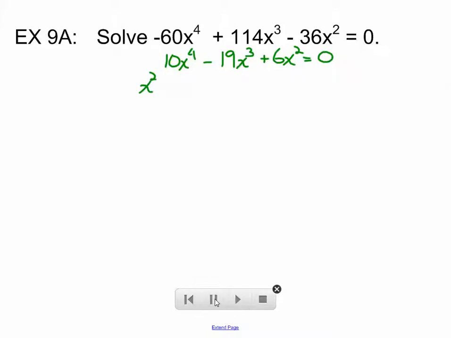Okay, now I'm going to factor out the greatest common factor, which is x squared. Okay, as soon as I see this x out here, hopefully you guys realize that 0 is one of the solutions.